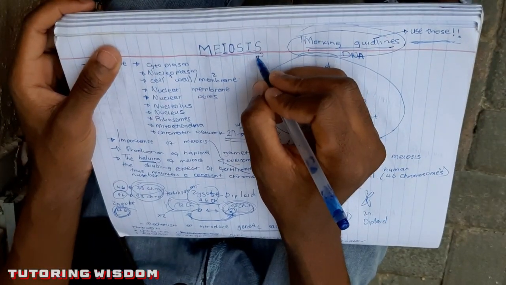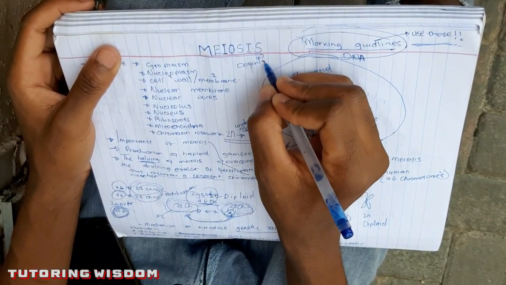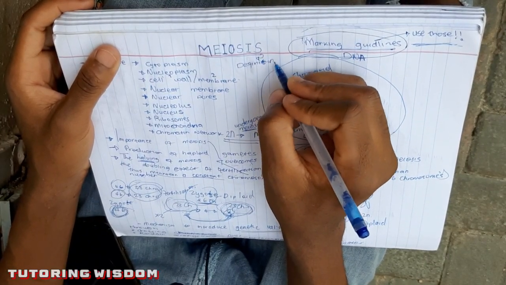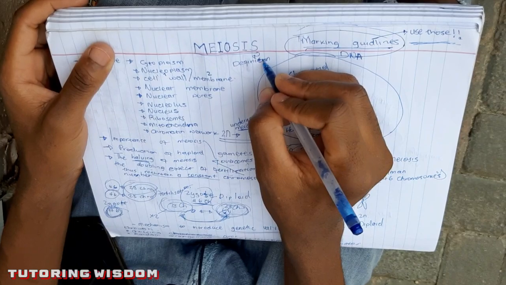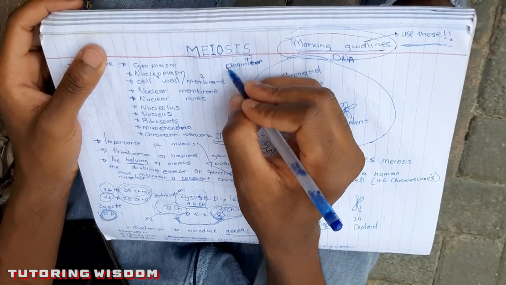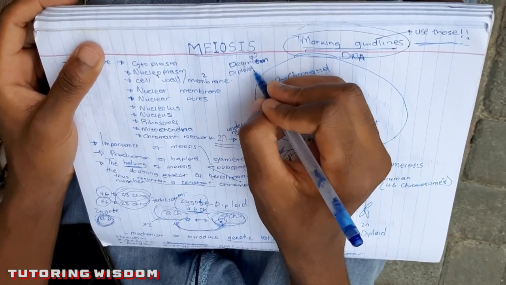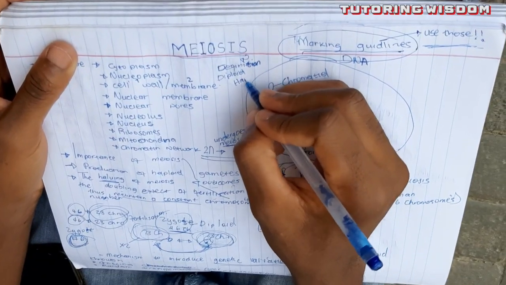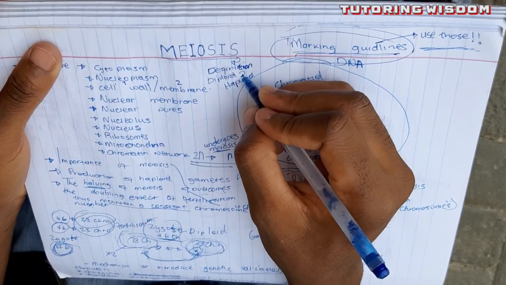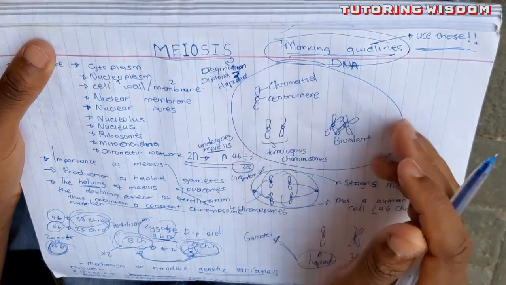So now, meiosis. You have to know the definition of meiosis. Meiosis is a division whereby gametes are formed, that forms haploid gametes. It's a division of a diploid cell to form a haploid cell. You can define it in any way, but always include the keywords.